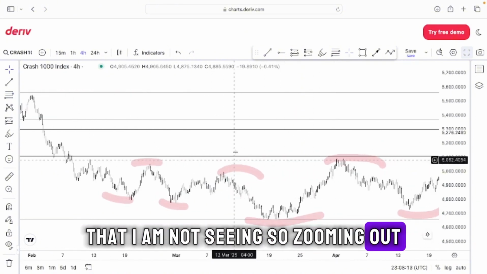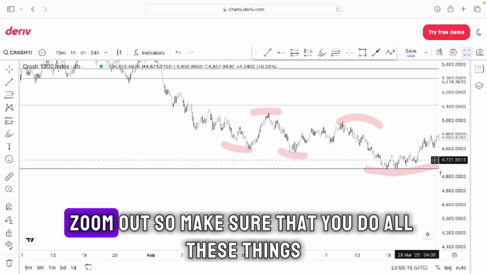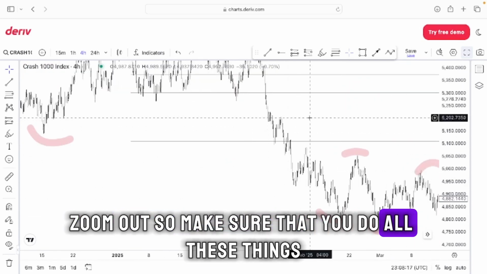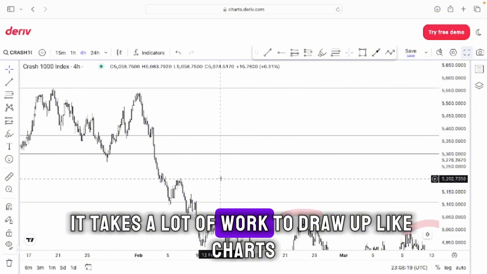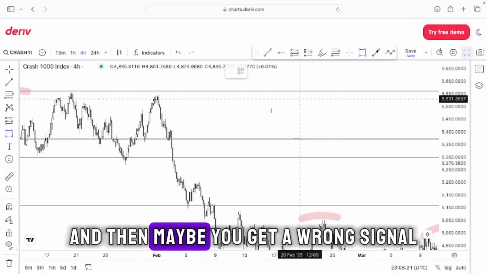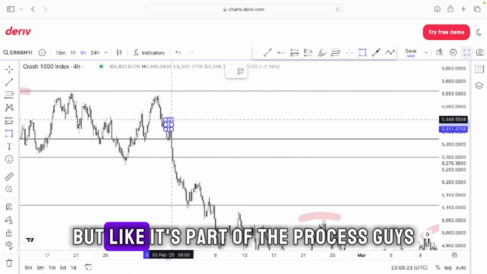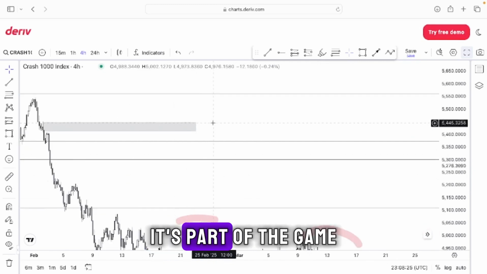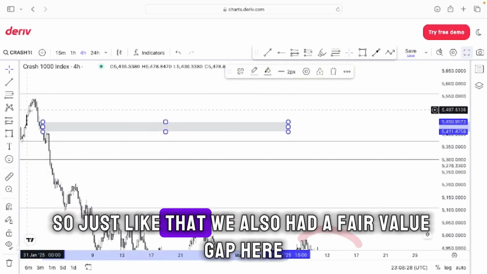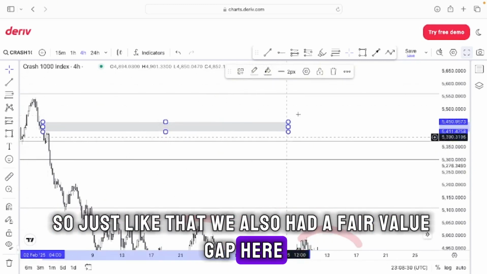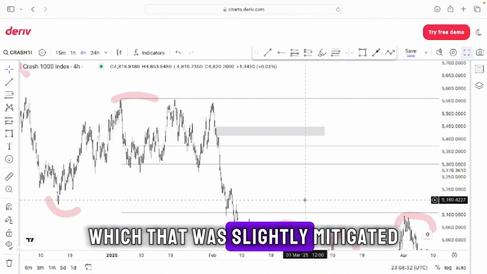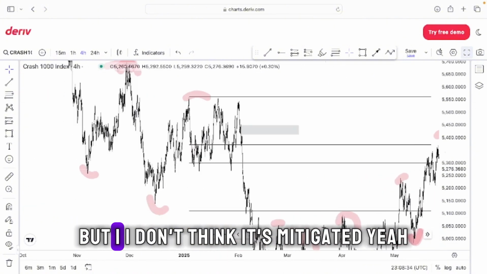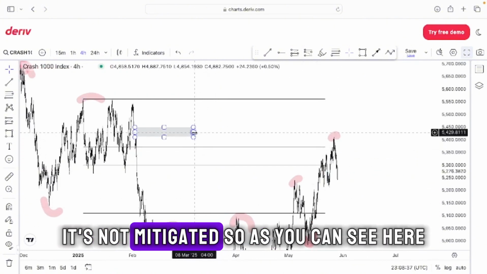So zooming out. Make sure that you do all these things. It takes a lot of work to draw up charts, and then maybe you get a wrong signal, but it's part of the process, guys. It's part of the game. So just like that, we also had a fair value gap here, which was slightly mitigated, but I don't think it's mitigated. Yeah, it's not mitigated.